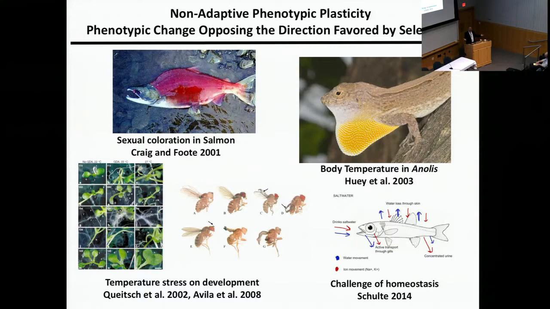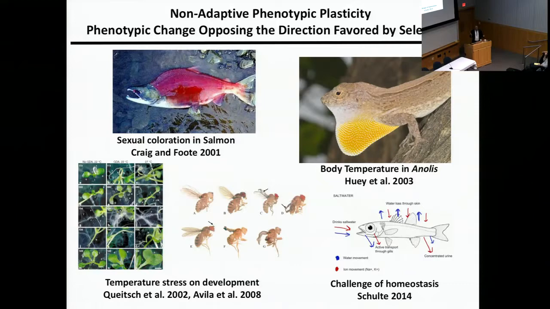But if you put these landlocked ones and their wild ancestors on a low carotenoid diet, the ancestors can't produce the red, the kokanee can. So they've evolved to go back to their sort of ancestral phenotype by becoming more efficient in their ability to take up carotenoids. These examples of adaptation to maintain the original phenotype are sometimes referred to as cryptic evolutionary changes because they're not always obvious.